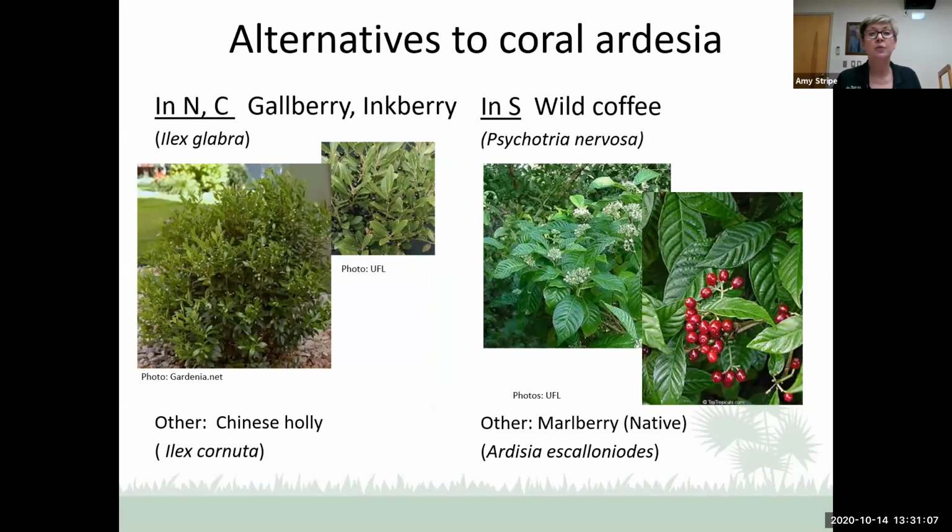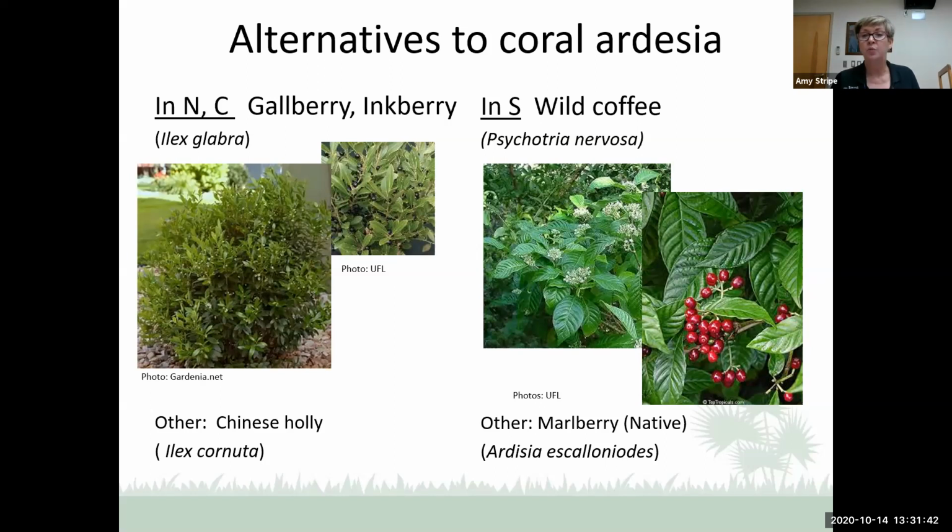In North and Central Florida, there's the native gallberry or inkberry, Ilex glabra, which puts on kind of a similar seed production. Beautiful leaf, similar to coral ardisia. In North and Central Florida, a non-native alternative might be the Chinese holly, which is Ilex cornuta. In South Florida, an alternative is wild coffee, Psychotria nervosa. Cannot say enough about this plant. All of these, by the way, like shadier conditions, including your coral ardisia.